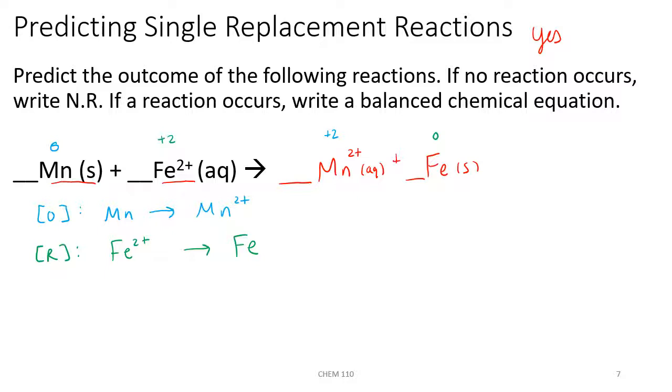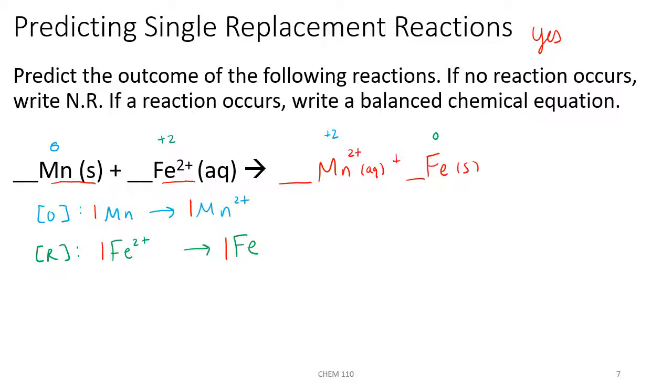First, we need to balance our reactions by mass. That means looking at it and determining the number of atoms. For our oxidation half reaction, we have 1 manganese on the left, and we have 1 manganese on the right. For our iron, we have 1 iron on the left, and we have 1 iron on the right. It doesn't matter that some are in ion form.